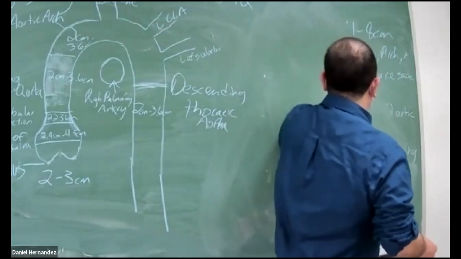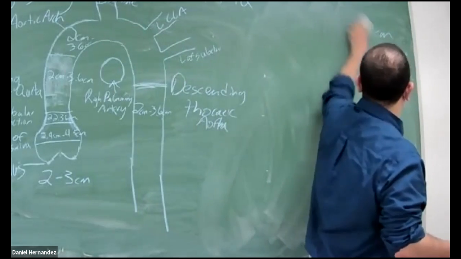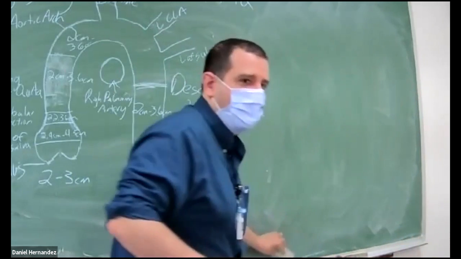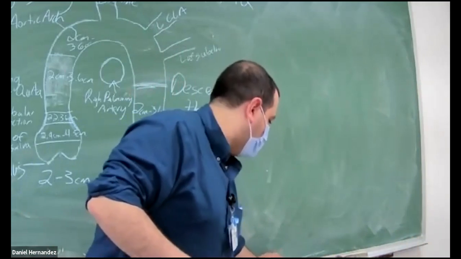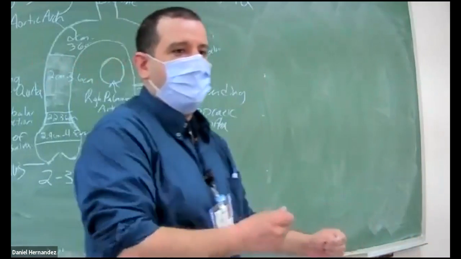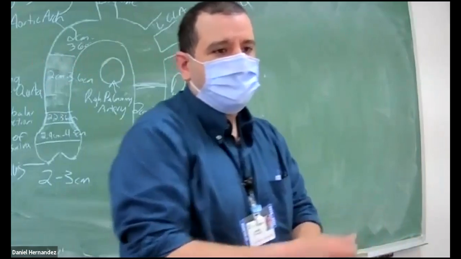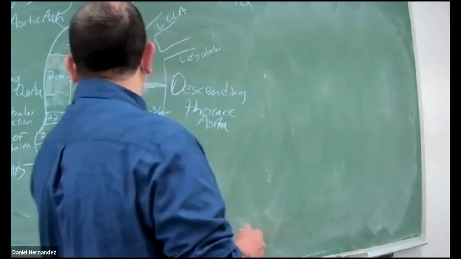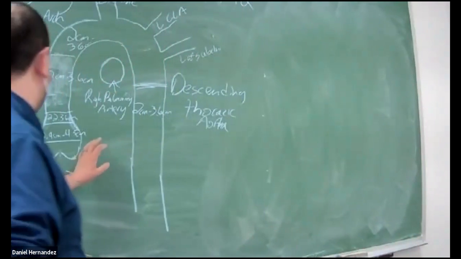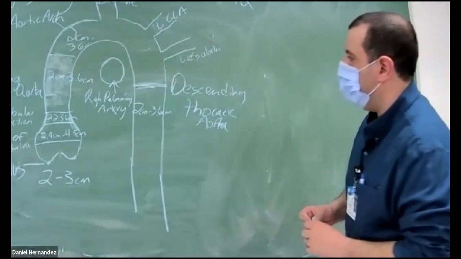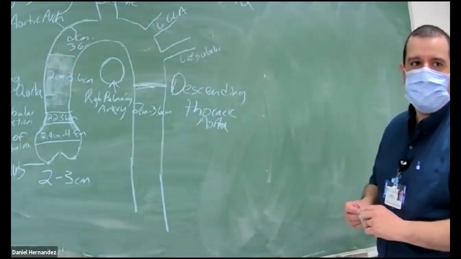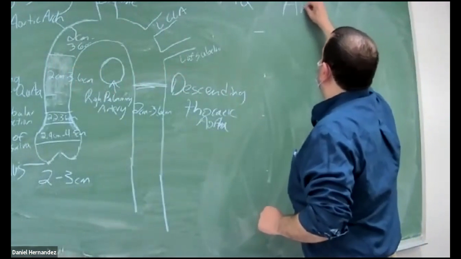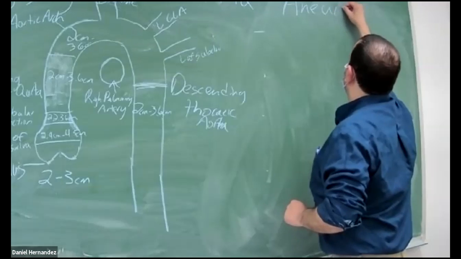Okay, now let's start talking about aortic aneurysms. An aneurysm can occur anywhere along the aorta. We can have an aneurysm anywhere along the length of the aorta, though typically it's more common at the root of the aorta in terms of our ultrasound examinations.